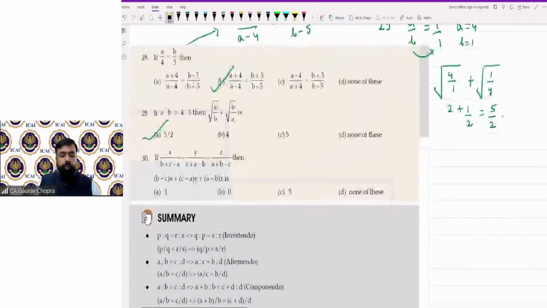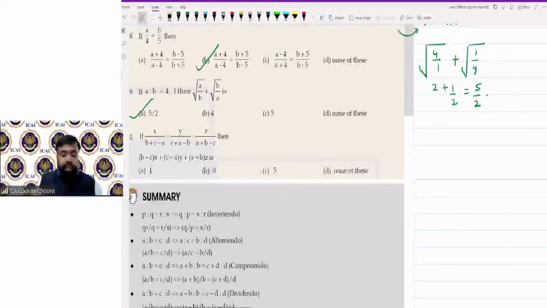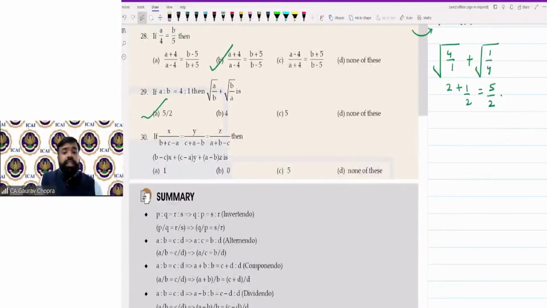So moving towards the next question, question number 30. You have to simplify this. This question seems to be difficult, but it is not at all difficult. How? See, whenever such a kind of question is given, equate them with a constant k. Equate them with a constant k. Therefore, the value of x will be (b plus c minus a) into k.